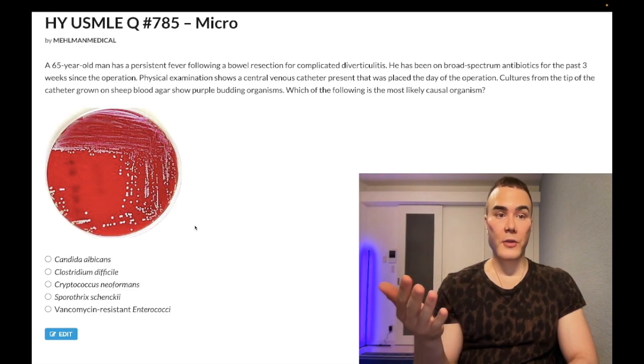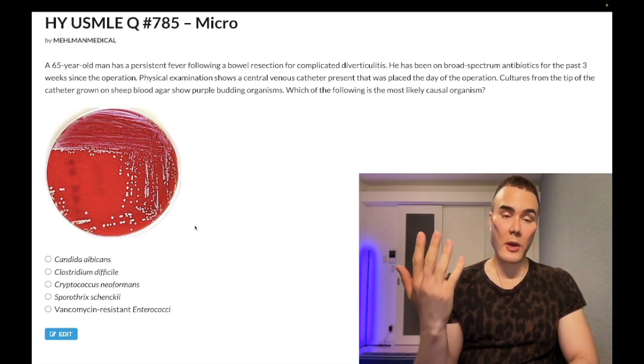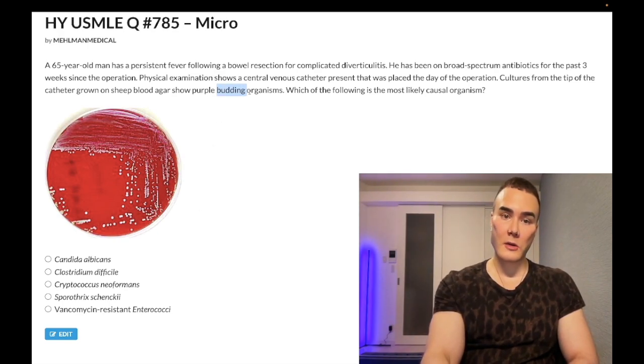Now, even if you don't know that, we'll give you the benefit of the doubt. Where's our starting point? Okay, well, we have budding organisms written in the final line here. Well, bacteria don't bud, do they? So we can eliminate C. difficile right away. Right, it's a bacterium.